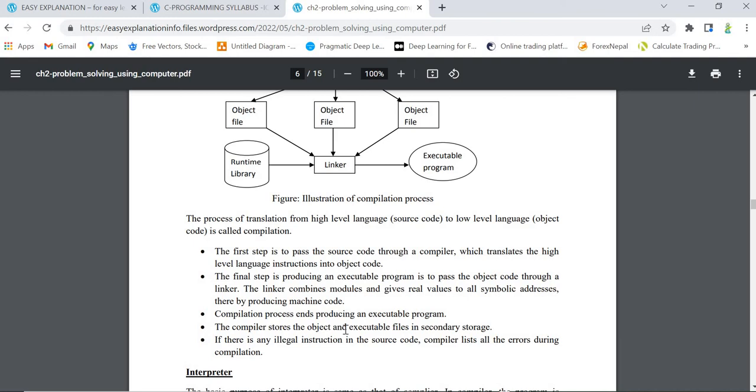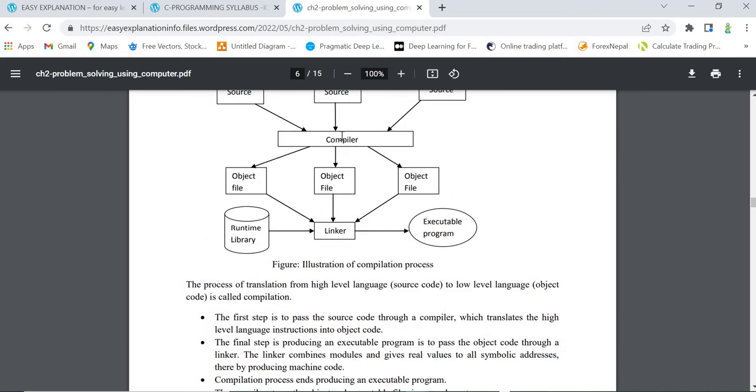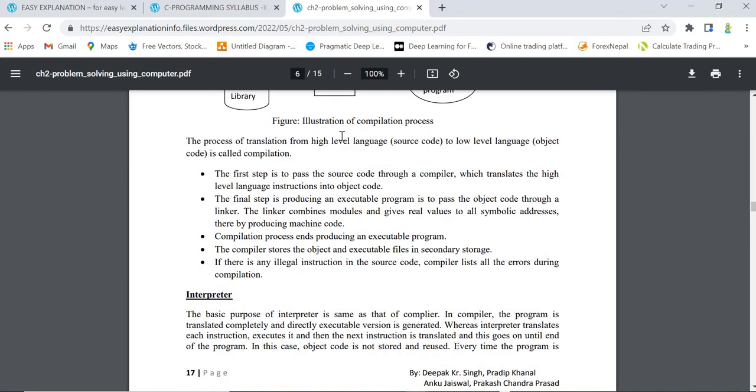The compiler stores the object and executable files in secondary storage. Okay, so I hope you know what secondary storage is, we discussed it in previous videos. If there is any illegal instruction in the code, the compiler lists all errors during the compilation. Okay, so during this process only we will get all the errors, whatever mistakes we have made. So it gives all the errors here.